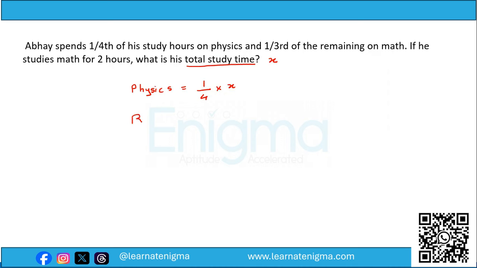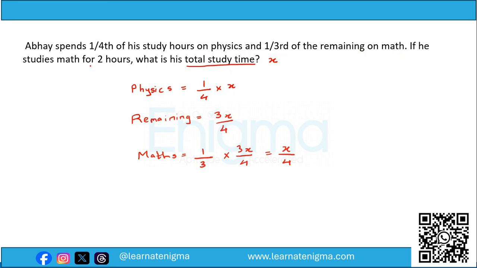So the remaining hours will be 3x by 4. Now it is mentioned here that one-third of the remaining he studies maths. So maths will be one-third of 3x by 4, that is again x by 4.